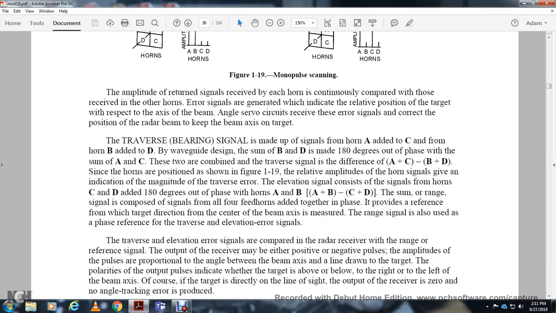The amplitude of the return signal received with each horn is continuously compared with that received with the other horns. Each signal generates an error signal that indicates the relative position of the target with respect to the axis of the beam. The servo loops then receive the error signals and correctly position the radar's beam.